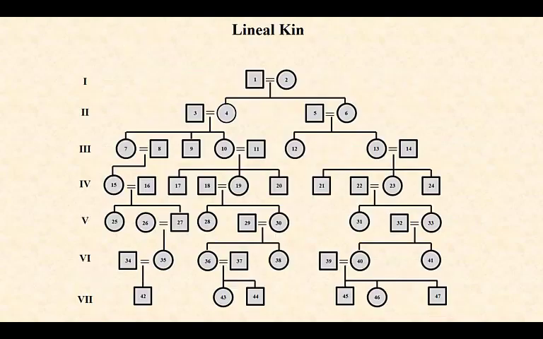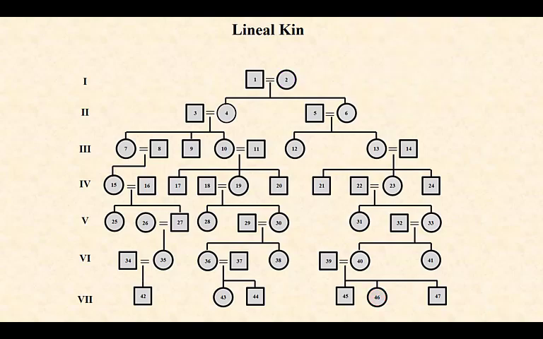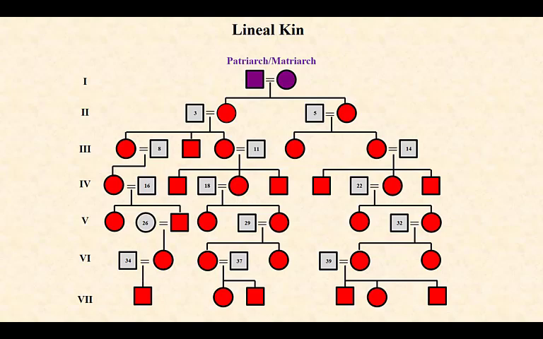Let's start with the lineal kin of this chart. We designate number 2, the matriarch here, as ego, and then her descendants. So here we have a mother-daughter, then a grandmother-granddaughter, great-grandmother, great-granddaughter, great-great-grandmother, and great-great-granddaughter, and now third great-grandmother and third great-granddaughter, and then fourth great-grandmother and fourth great-granddaughter. All of these individuals here are the direct descendants of the patriarch and the matriarch.